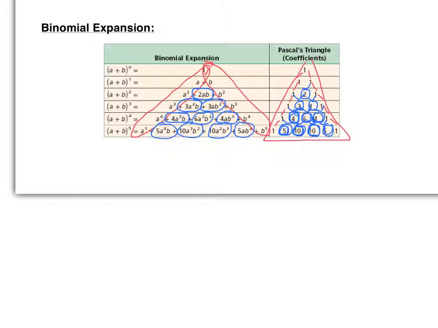And so if we look here, we have to the 0, we just get 1. If we get to the first, we just get a and b. If it's to the second, the third, the fourth, the fifth power, then it's based on the row of Pascal. Let's go ahead and use that in our next slide.